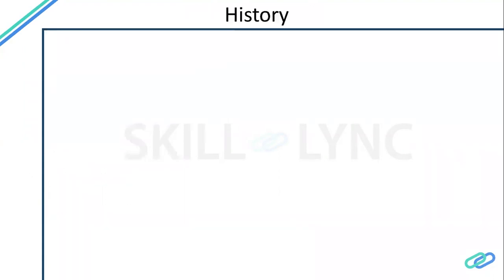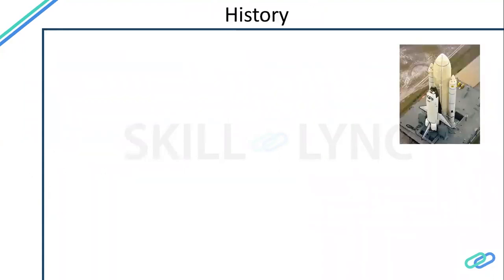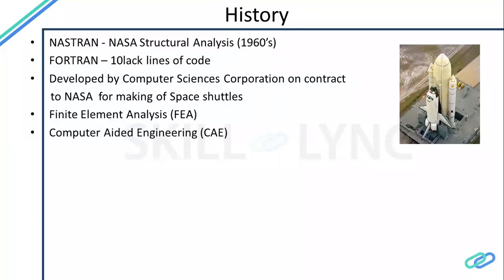So history. Coming to the history, it started in NASA. This is the first space shuttle which was launched by NASA in the 1960s. Nastran, the full form is NASA Structural Analysis. NAS for NASA, ST for structural, AN for analysis. So NASA were developing this space shuttle.